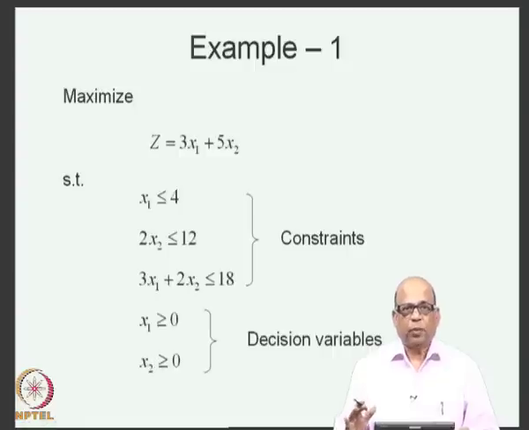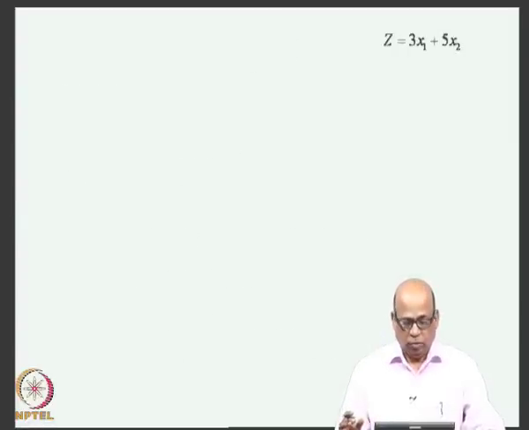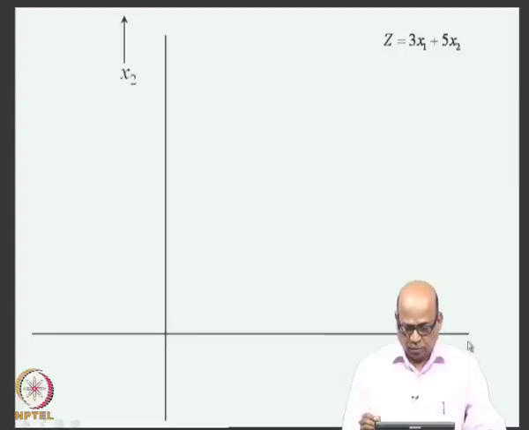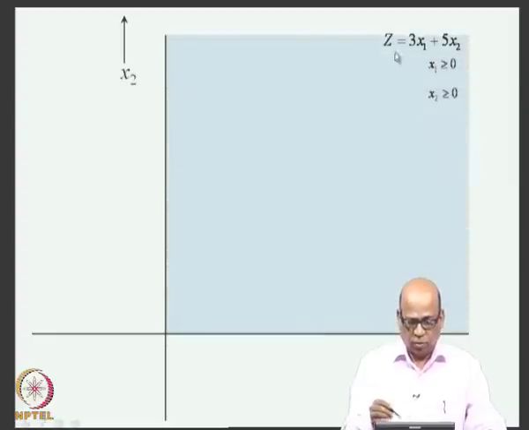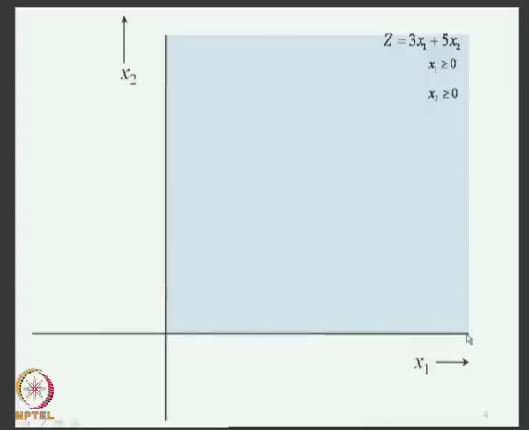Because this is a simple problem with only two decision variables, we can demonstrate with a graphical solution here. The fact that x 1 is greater than or equal to 0 and x 2 greater than or equal to 0 leads to the solution being in the first quadrant. So, first we look at x 1 greater than or equal to 0 and x 2 greater than or equal to 0, which defines this region. In fact, this is the first quadrant. So, the solution must lie in the first quadrant.